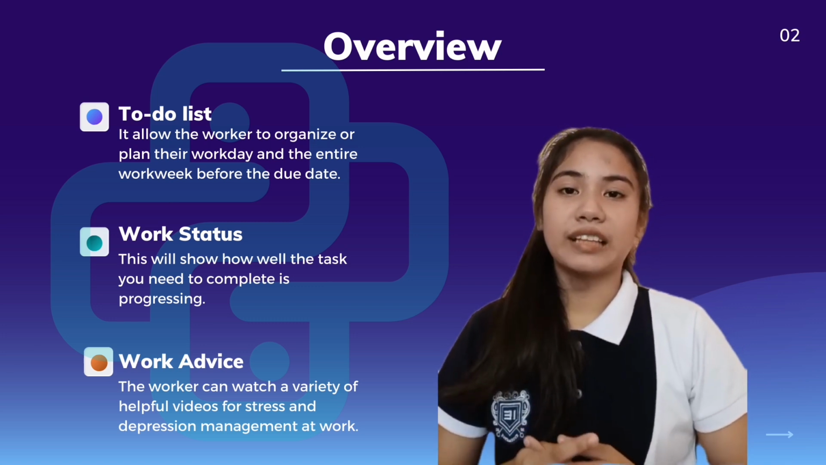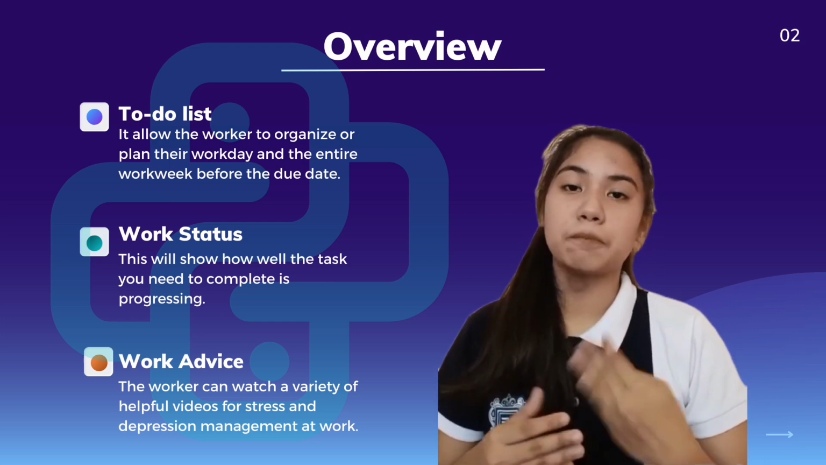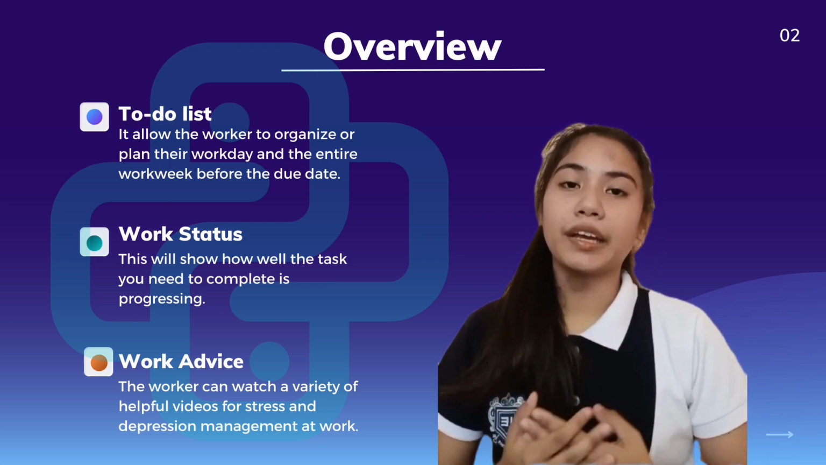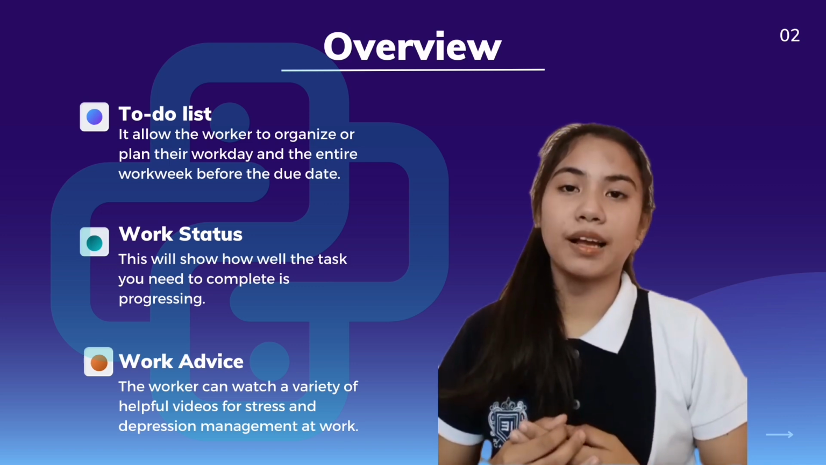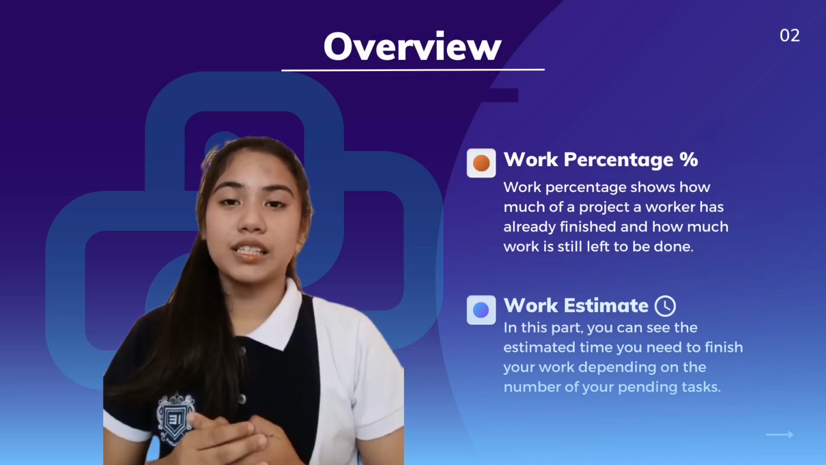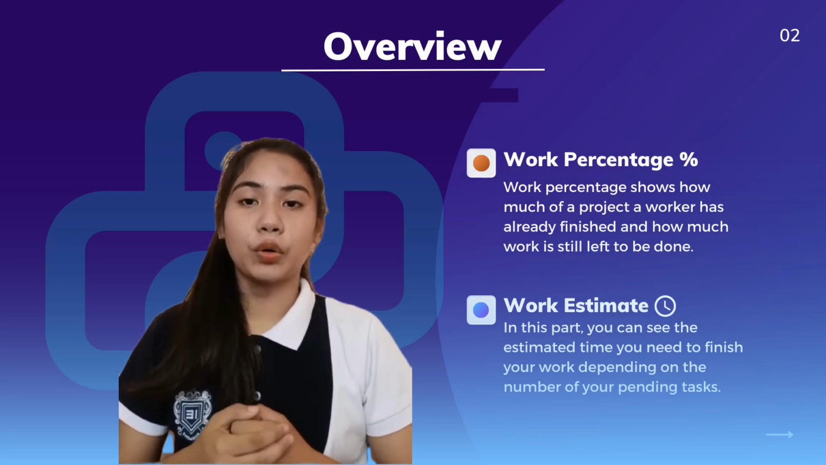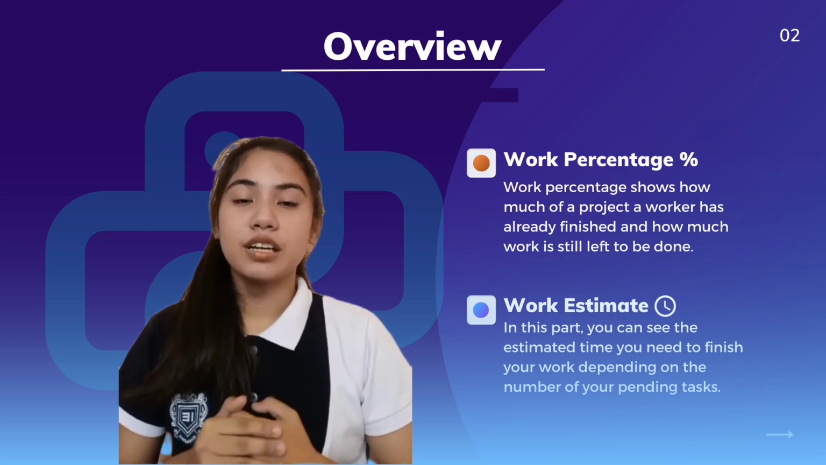Dito lalabas if the task is in slow progress, ongoing, almost done, and project completed. So dito makikita ng worker kung mabilis or mabagal niya nagagawa yung task na need niya tapusin. The second one is the work percentage. Dito ay makikita ng worker kung ilang percent na ng work ang kanyang natapos.